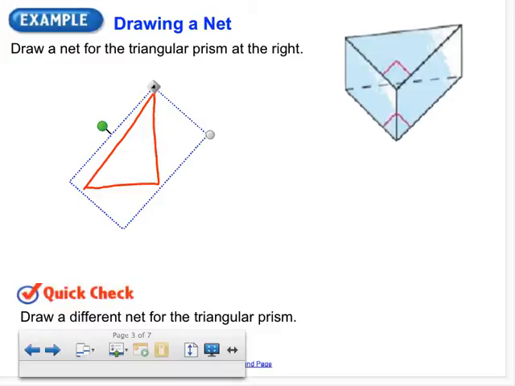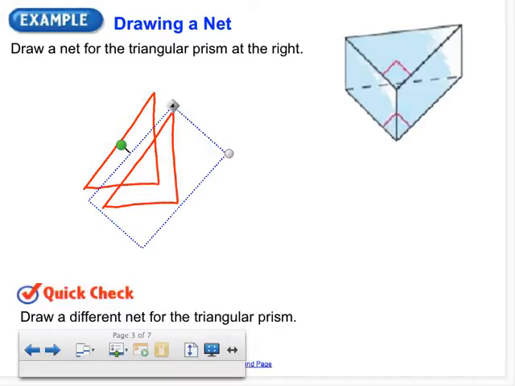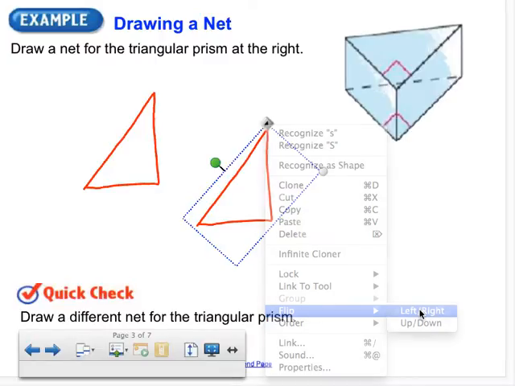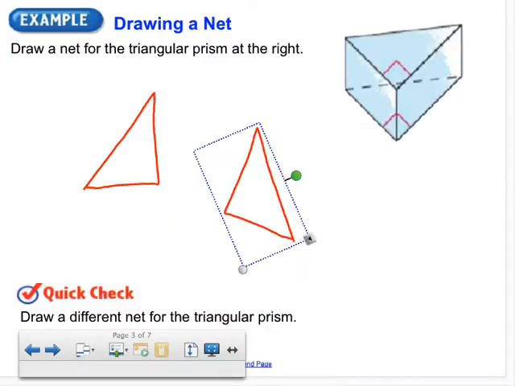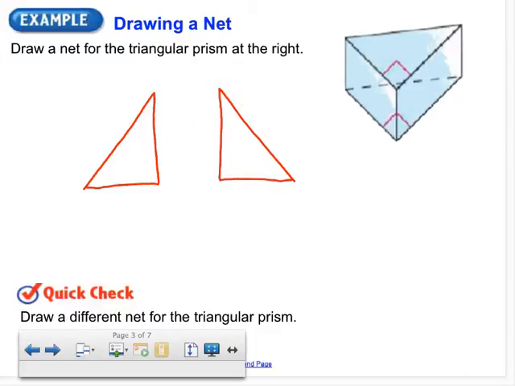Okay. So that's going to be for the bottom of my box, all right? And so then the sides of a rectangular prism are always what? Rectangles. It's always going to be a rectangle. So I'm going to make a rectangle here. Okay?